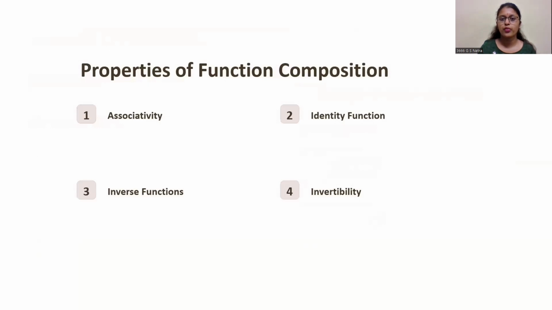Next are the properties of function composition. It has four main properties: associativity, identity function, inverse function, and invertibility.